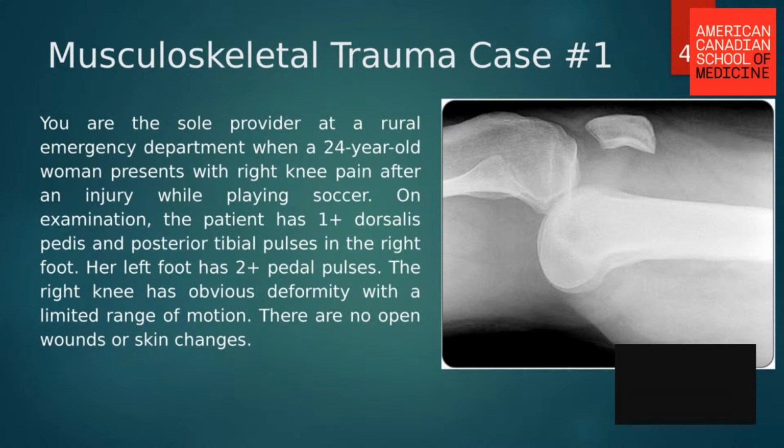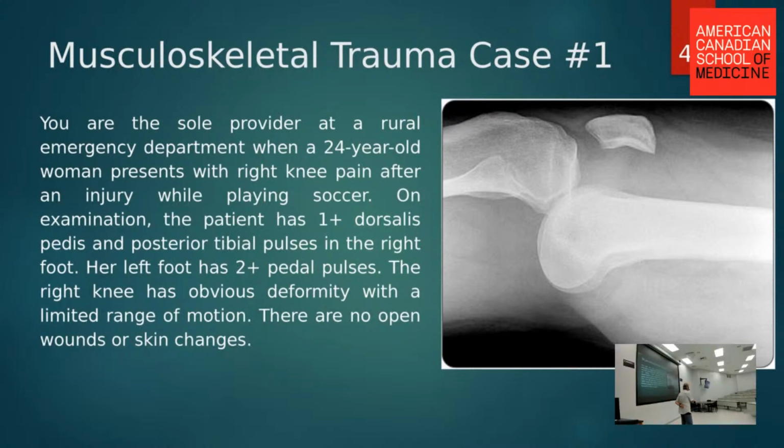On examination, the patient has 1+ dorsalis pedis, posterior tibial 1+, that's in her right leg, the affected leg, and her left foot has 2+ pedal pulses. Right knee has obvious deformity with a limited range of motion. There are no open wounds or skin changes. Obviously, when you have open injuries over an orthopedic injury, there's another level of concern as far as secondary infection, etc. So this is a closed injury.